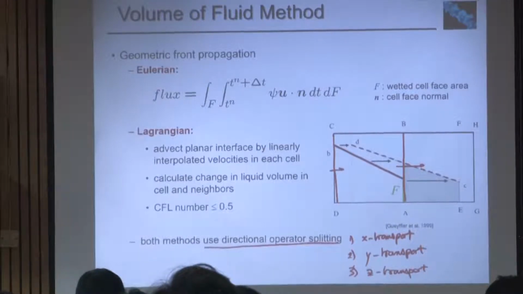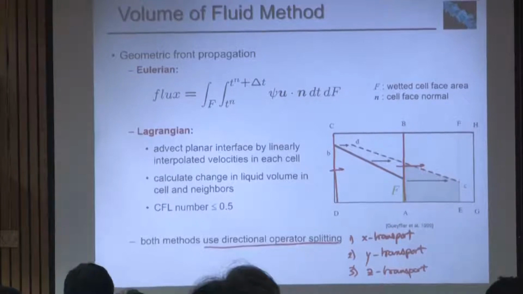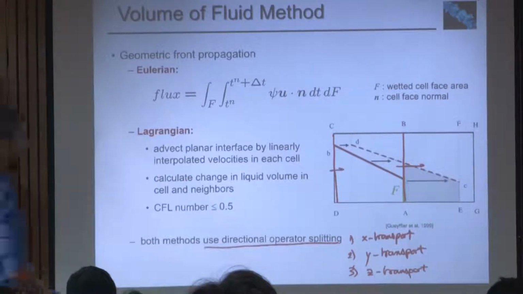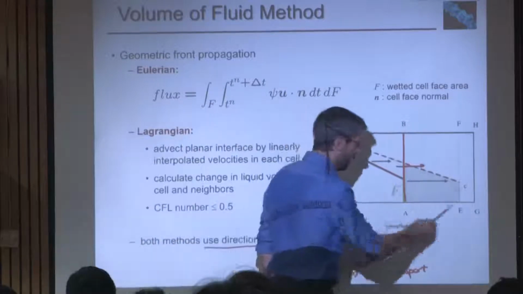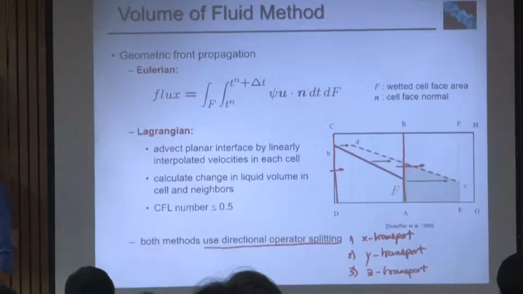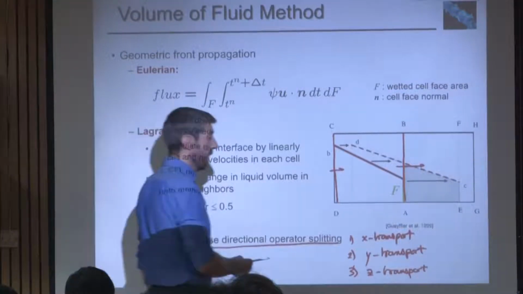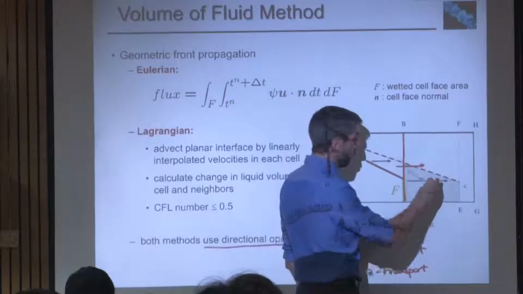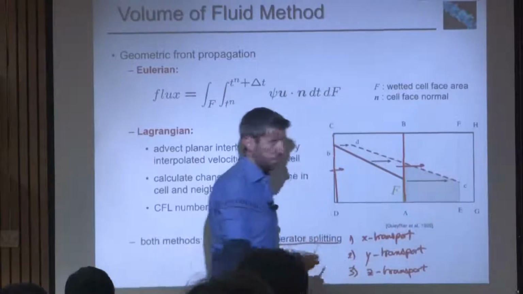So this is X, you do that in Y, then you do that in Z. So the process is the following. You reconstruct the interface using the PLIC algorithm. Okay? Then you do your X transport, which we just showed here. That allows you to update the amount of liquid in each cell after the X transport. That also invalidates your reconstruction. That means that now your PLIC, you can throw it out. So you perform a PLIC again to obtain your new interface position in that cell.